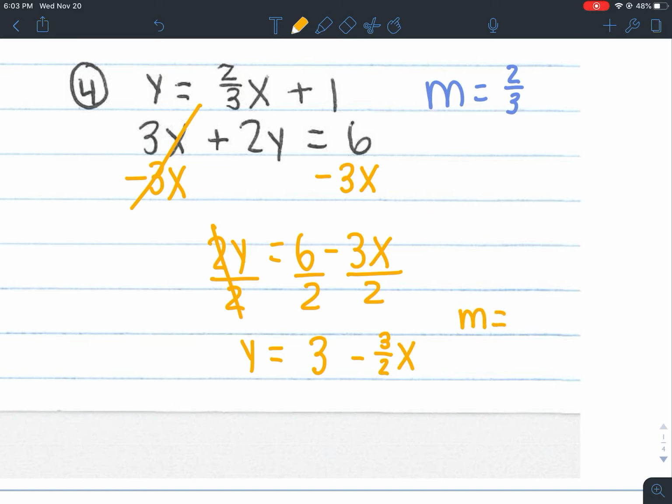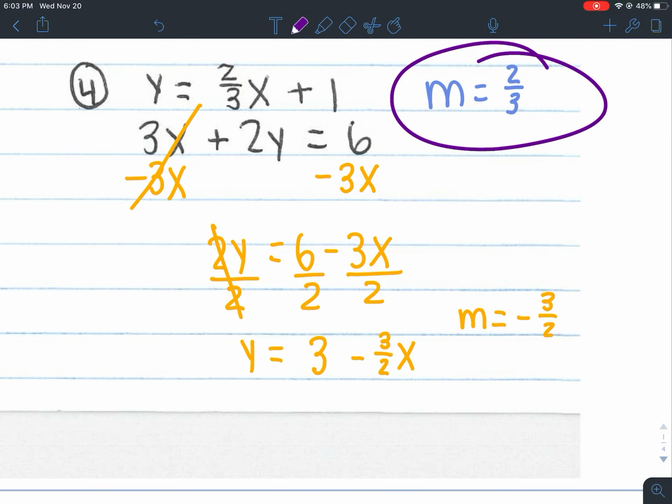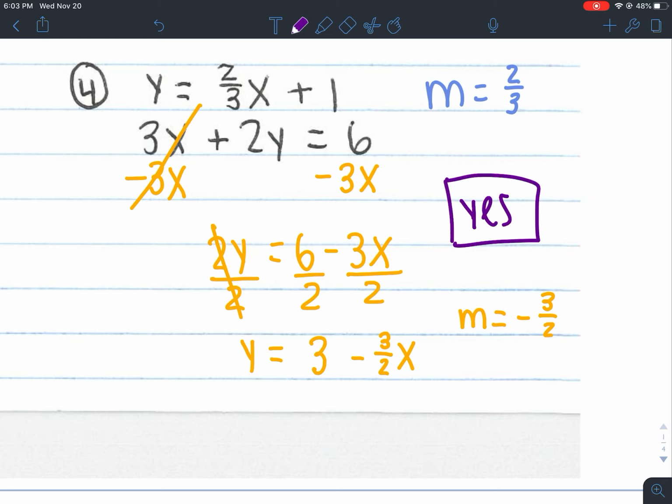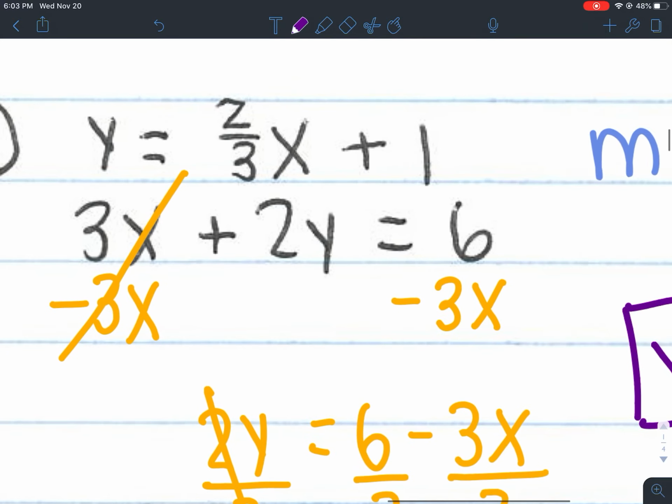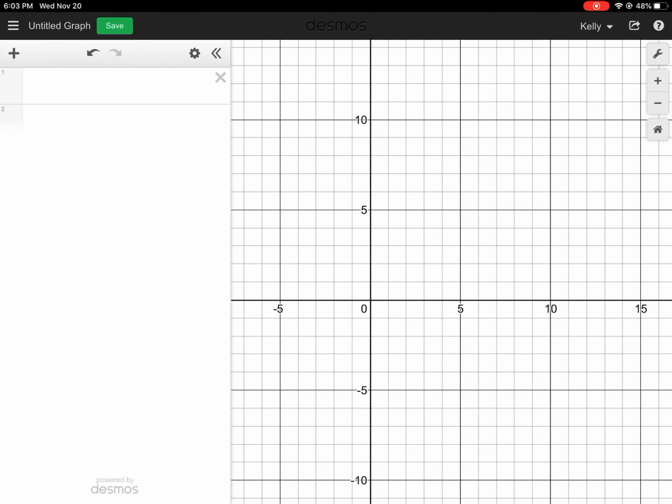So what is my slope in this one? Negative 3 over 2. Are these opposite reciprocal slopes? Positive 2 over 3 and negative 3 over 2. Yes, so they are perpendicular to each other. And let me go ahead and graph these equations. So I'm going to graph y equals 2/3 x plus 1.